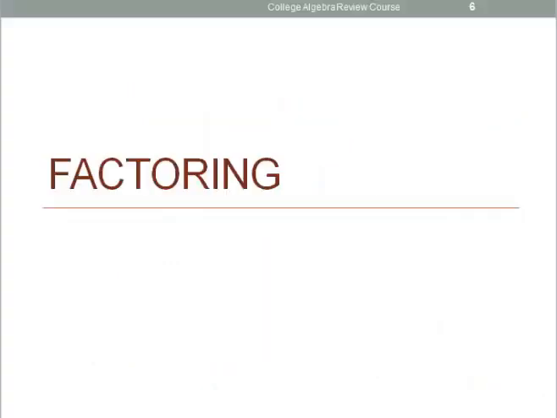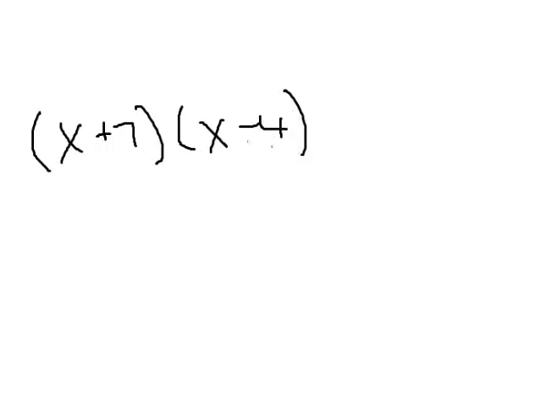Our next section is factoring. And in order to do factoring, let me just review multiplication of polynomials, which is what we did a little bit before. So let's start with, again, what we did before over here. Let's take a quick example. Let's say x plus 7 times x minus 4. If we want to do something like this, we have to multiply each term by each other term.